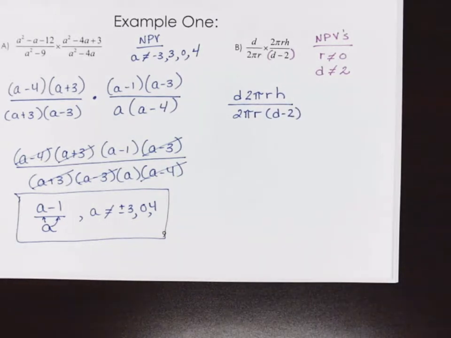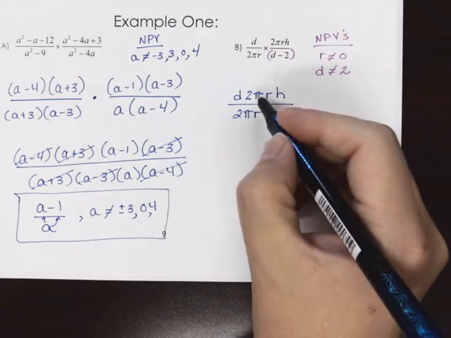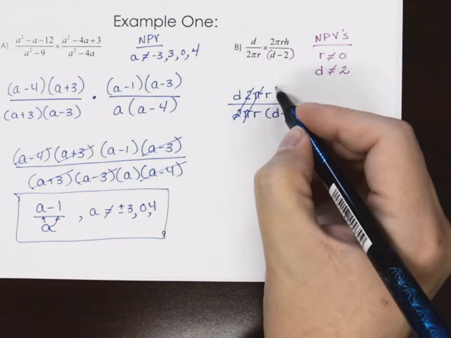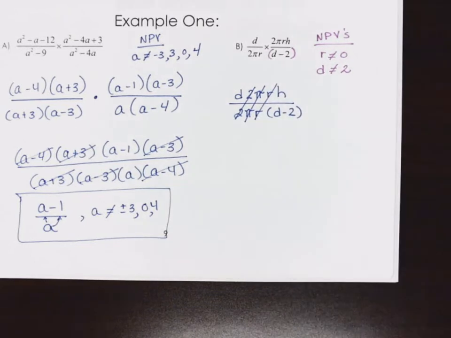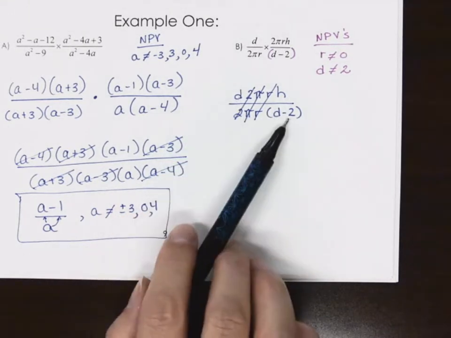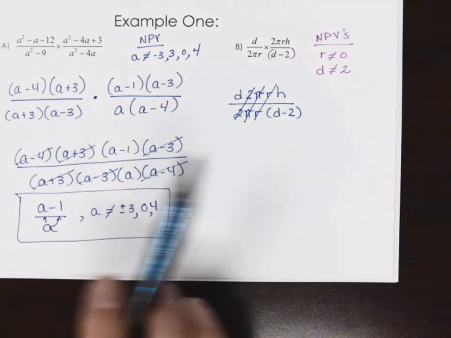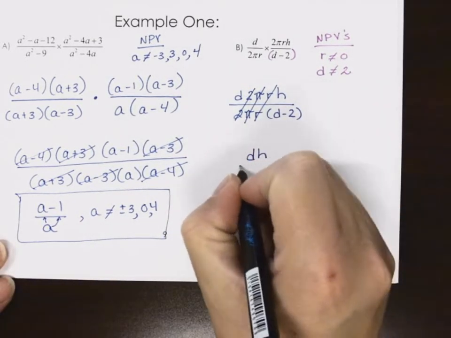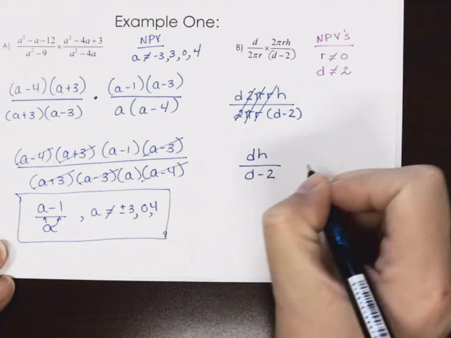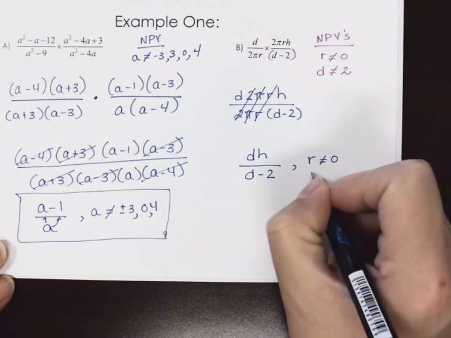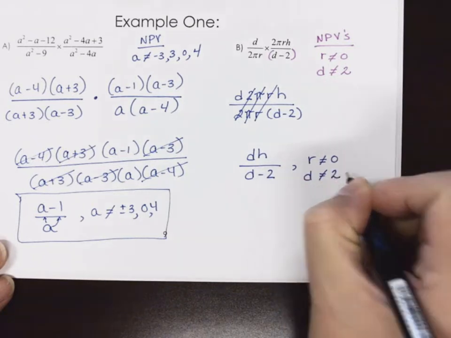What can I simplify out of there? The 2's, the pi's, the R's. How come I can't cancel out my D's? One's a single D and one has a D minus 2, right? So I can't cancel out my D's here. So we're going to have DH over D minus 2, where R cannot equal 0 and D cannot equal 2.